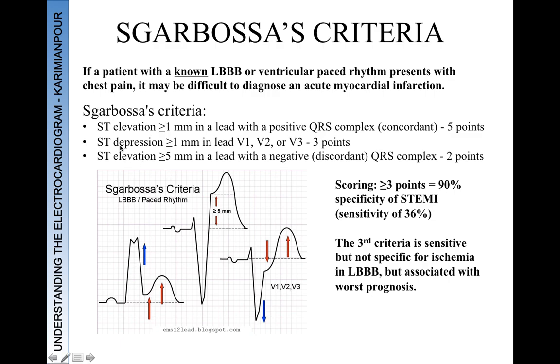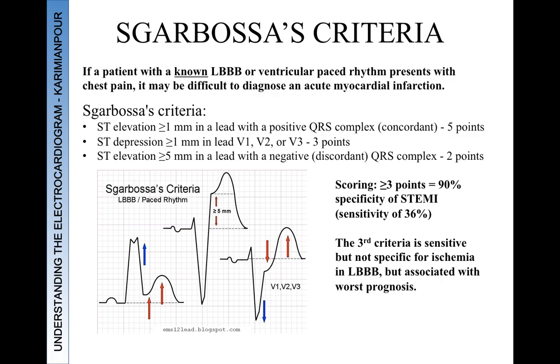If there's ST elevation greater than 5 millimeters in a lead with a negative QRS, so discordant ST and QRS, this is 2 points. So this is the middle image here. There's a negative QRS and there's an ST elevation, so it's discordant and it's greater than 5 millimeters. This gives you 2 points.